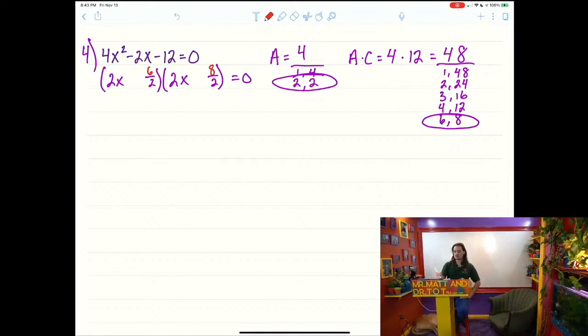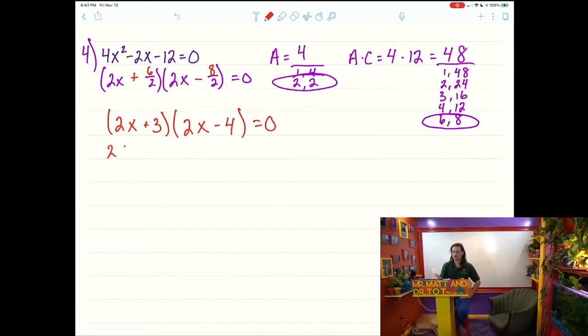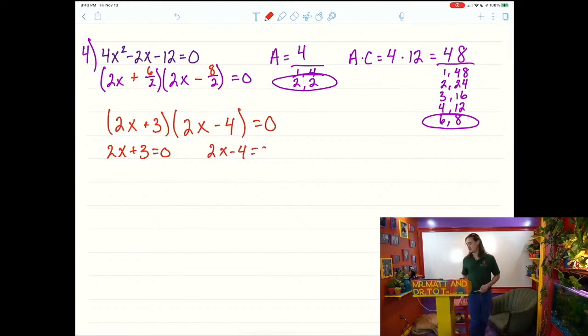If we wanted to solve, we could set each of these equal to 0, so 2x plus 3 would be equal to 0, and 2x minus 4 would be equal to 0. I could subtract away 3 to find 2x is equal to -3, and so x would be equal to -3/2. I could add 4 to the second equation and get 2x is equal to 4, divide by 2 to find x is equal to 2. So if they asked us to solve, then x would be equal to -3/2, which is -1.5, or x is equal to 2.